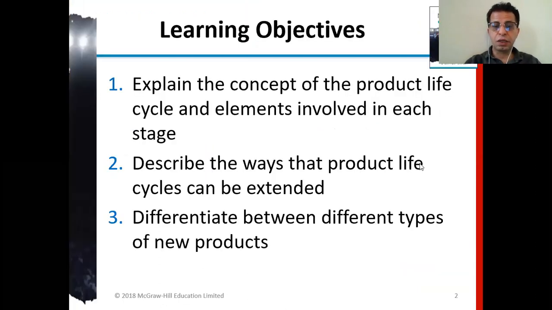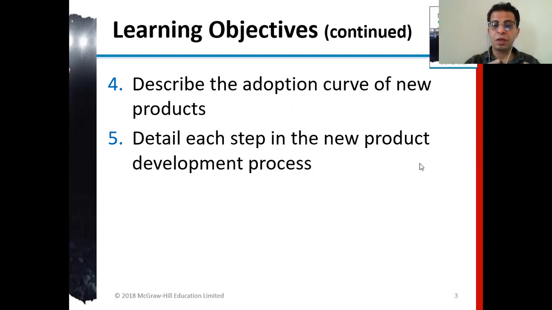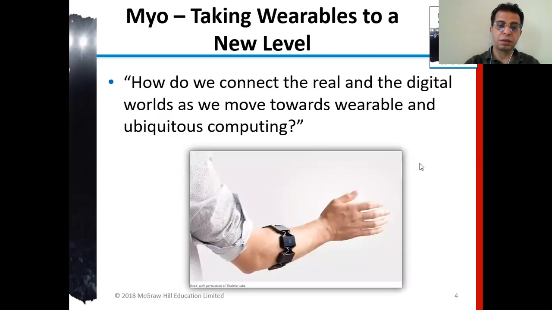Now, the learning objectives: explain the concept of the product life cycle and the elements involved in each stage. When we talk about the product life cycle, we're talking about early, mid, and decline. Describe the ways the product life cycle can be extended. Differentiate between the different types of new products. We're also going to describe the adoption curve of new products, and detail each step in the new product development process.